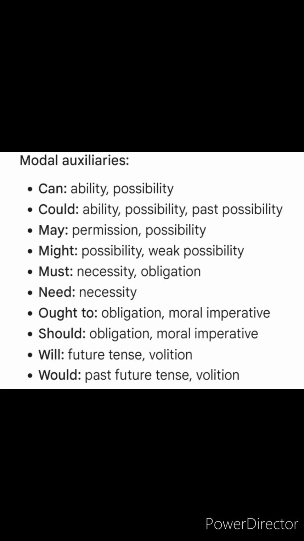Modal auxiliaries, as defined earlier, do not change their forms according to the number or person of the subject, and they form certain moods or express certain conceptions of the mind. Examples of the modal auxiliaries given here are can, ability, and shows possibility; could, ability, possibility, past possibility. May is used for permission and possibility; might, possibility and weak possibility. Must is for necessity and obligation.